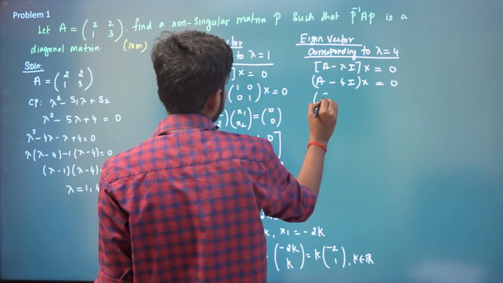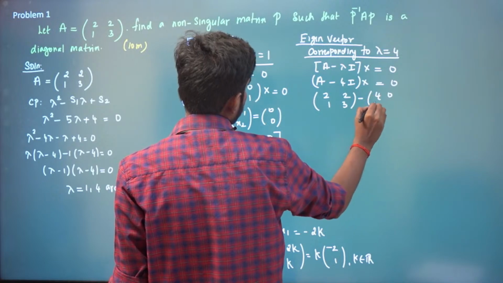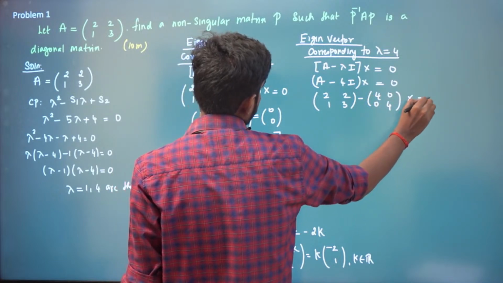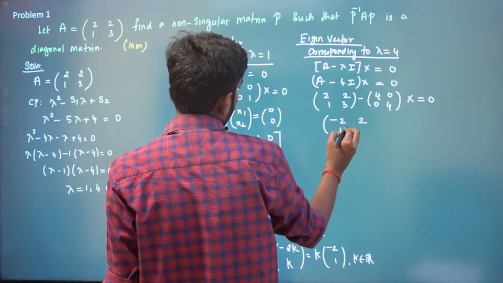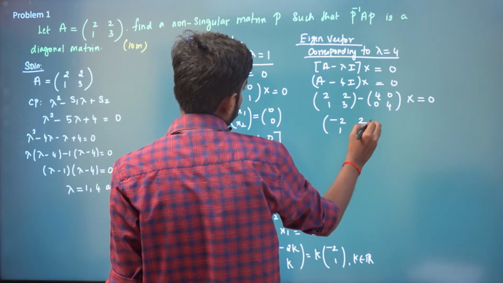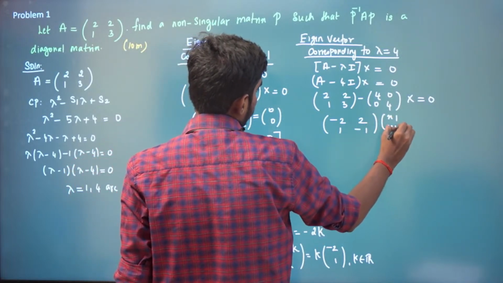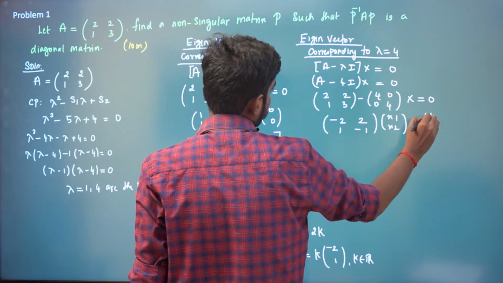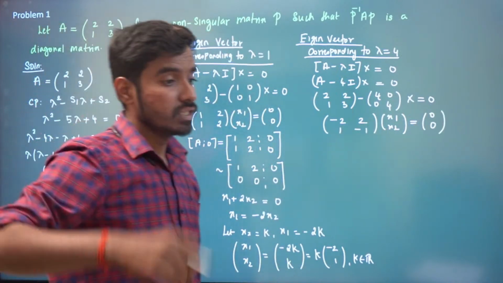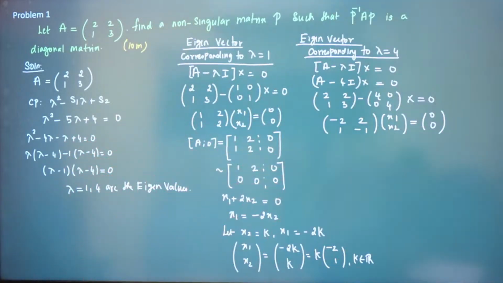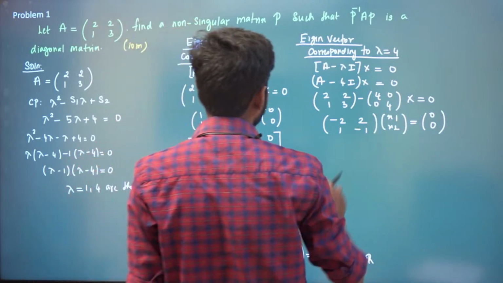So A is 2 2 1 3, minus 4 times I, of x is equal to 0. So we will have minus 2, 2, 1, 3 minus 4 is minus 1, right? Of x1, x2 is equal to 0, 0. So again, we have to find x1, x2, which turns out to be the solution of this homogeneous system of linear equations.